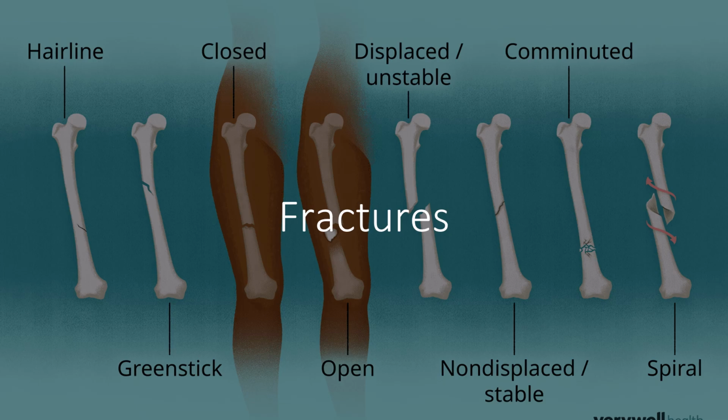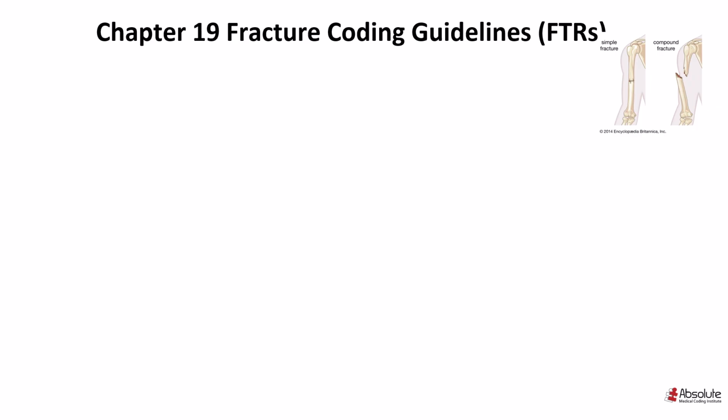All right, coders, let's go ahead and take a look at these FTRs. All right, so when coding chapter 19 fracture, number 1 FTR, always assign the seventh character to the fracture codes.